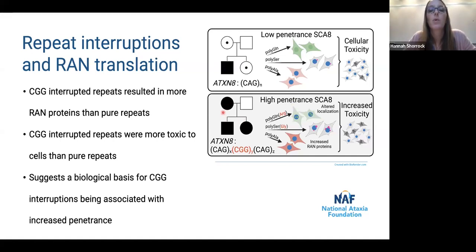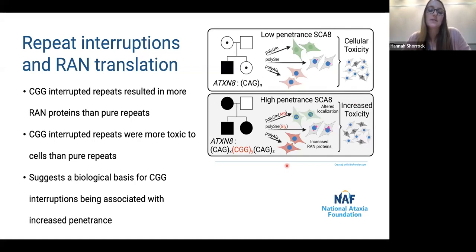When we look at this family here, where we have 3 individuals that have the repeat expansion and they all develop symptoms of SCA8 disease, we can see that families like this are more likely to have these CGG interruptions. And when we look at the RAN proteins produced when these CGG interruptions are present, we can see that there's actually an increase in RAN protein production. And this also led to an increase in the cellular toxicity. So overall, these CGG interrupted repeats were more toxic to cells than the pure repeats. And so this suggests that there might be a biological basis for why these CGG interruptions were associated with increased penetrance. Now, I stress the word suggests because this work was all done in our transgenic cell-based systems.